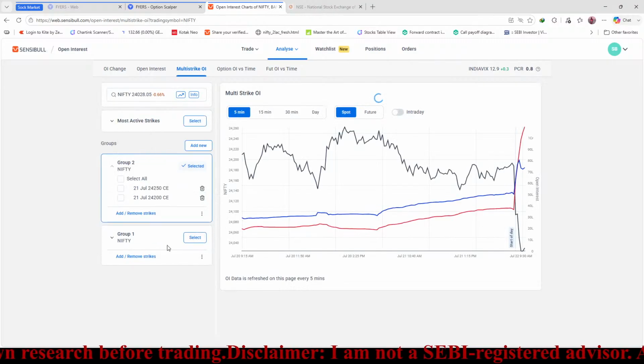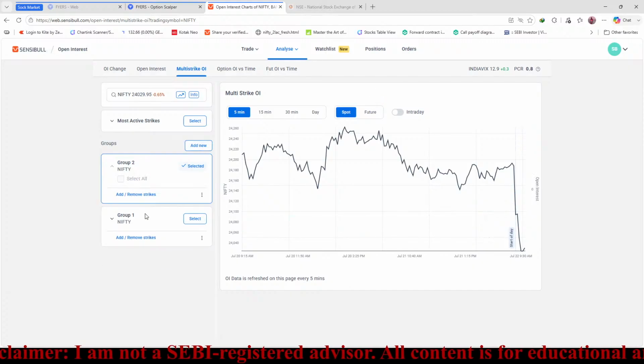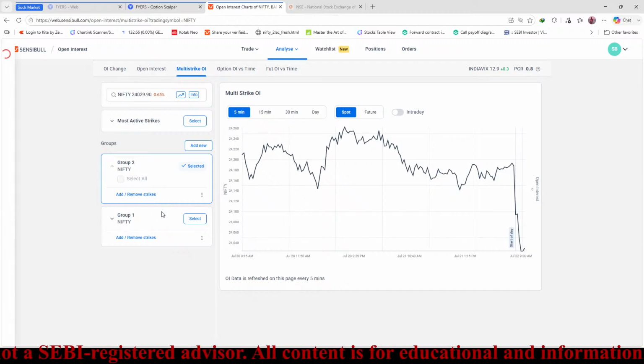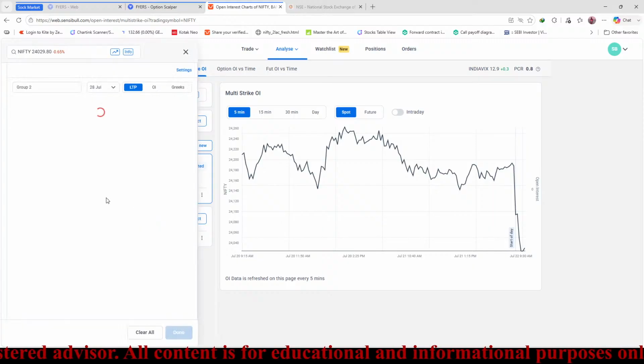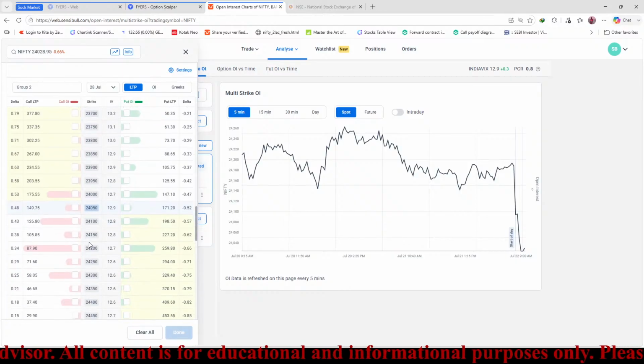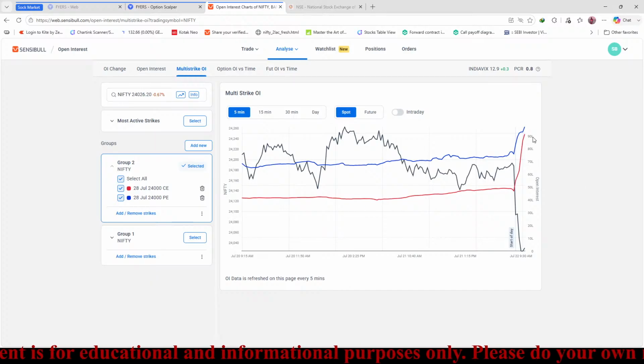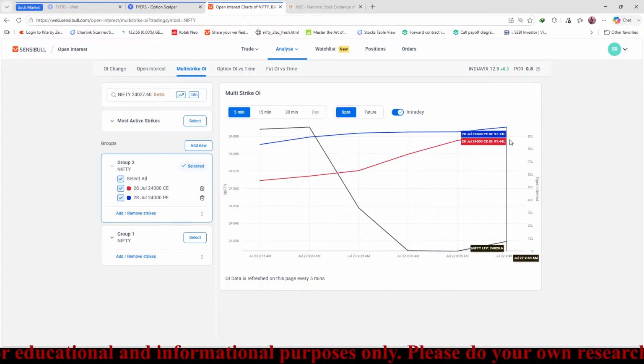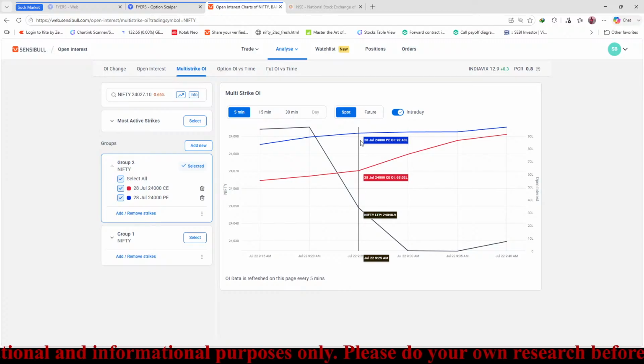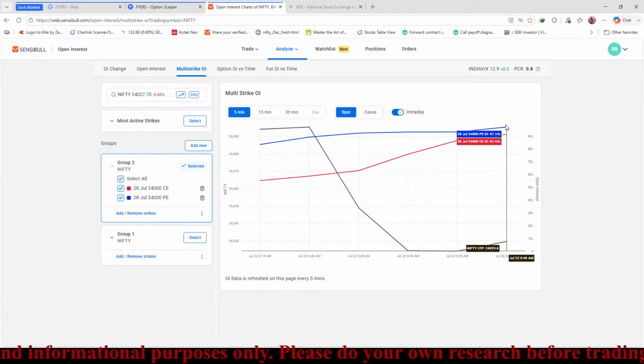I think this group we need to delete and add again, because this was the 21st call options. So all this we don't need. We need to select the strikes, so we will go to strike prices and add 24,000. So 24,000 call and put we will try now, to see whether it is going to cross or not. See the intraday, see how the call has developed, and the put remains in the same location.